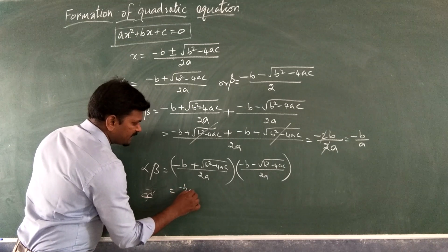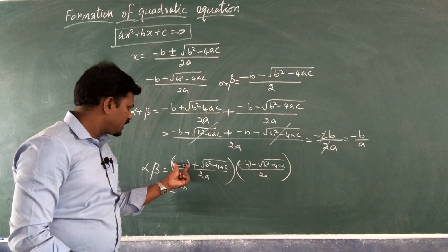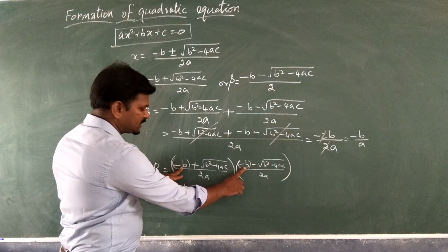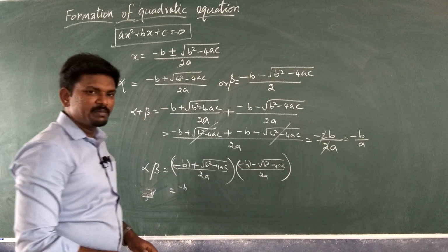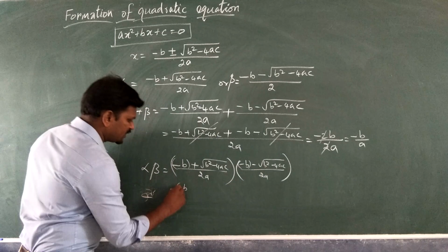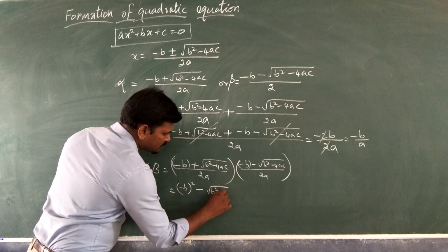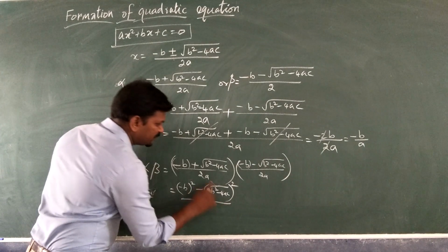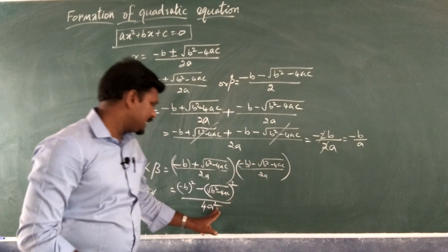Here you can look, this is minus b, so minus b is the same in both; that is considered as a. Then here plus, here minus. Square root of b square minus 4ac will be considered as b. So (a plus b) into (a minus b) is equal to a square minus b square, using the identity. In the denominator, 2a into 2a is 4a square. 2 twos are 4, a into a is a square.